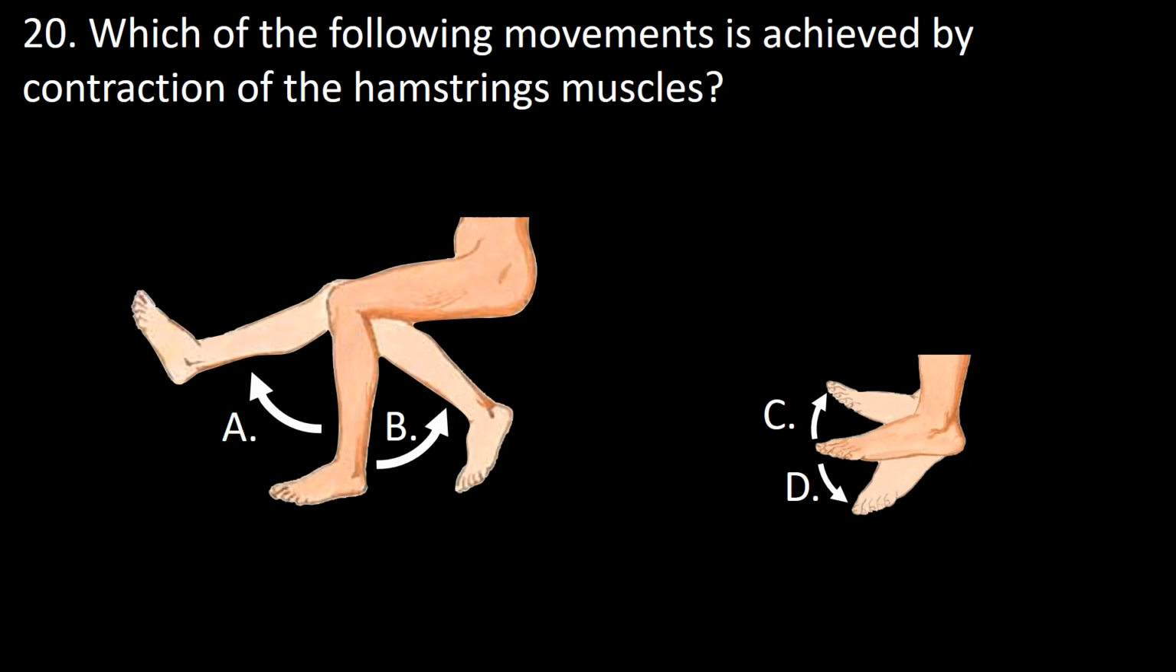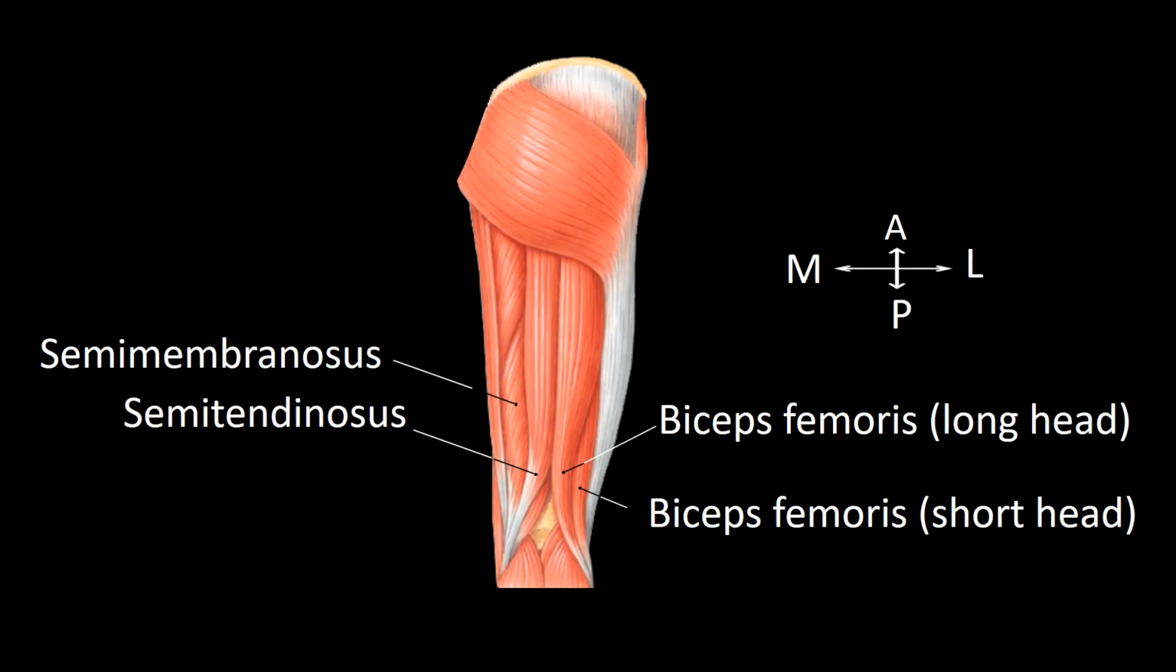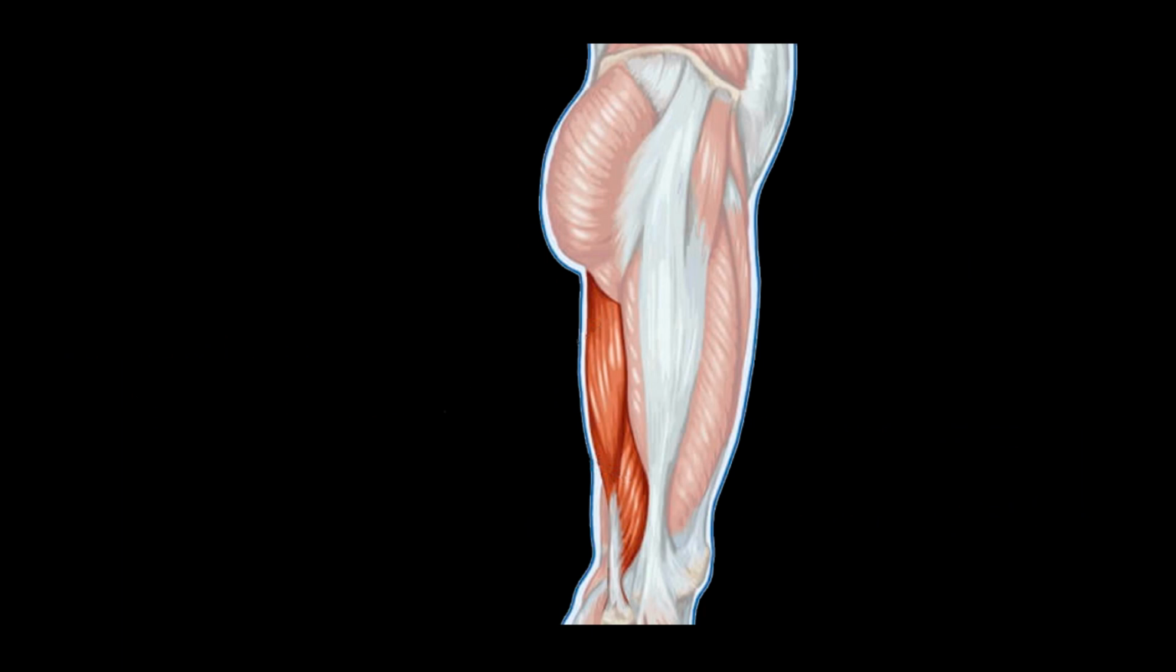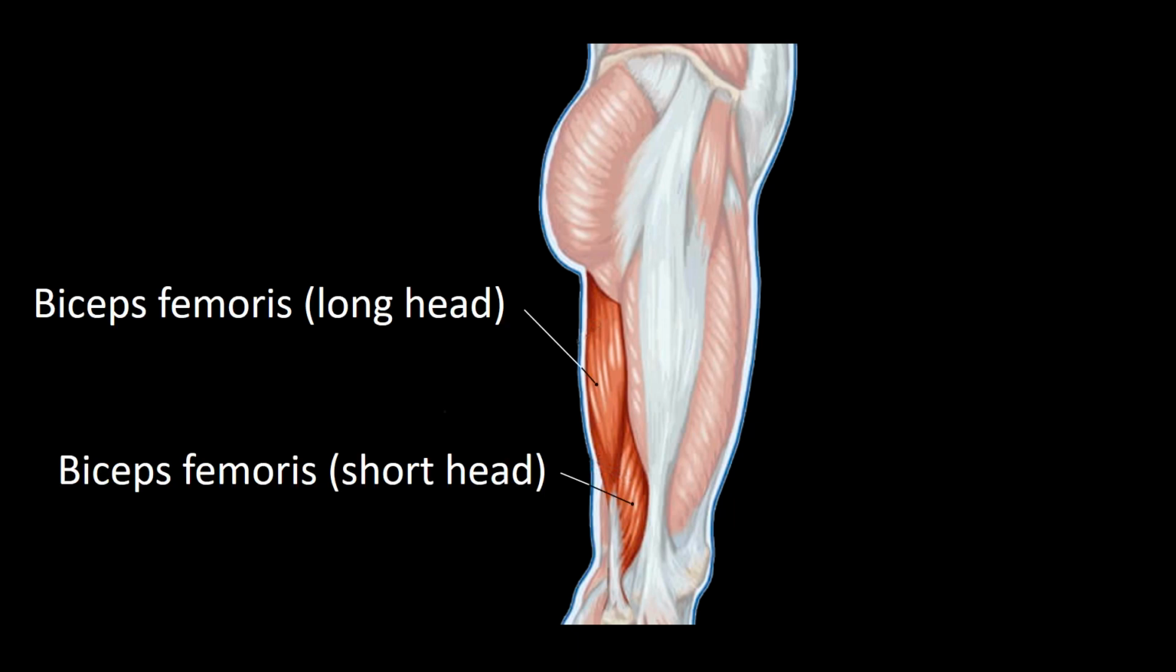Next question. Which of the following movements is achieved by contraction of the hamstring muscles? In this frame, you can see the hamstring muscles. The biceps femoris, as you can see, is lateral. This is a lateral view of the thigh, which I have introduced to show you the relation between the long and short heads of the biceps femoris. The long head is higher, the short head is lower.